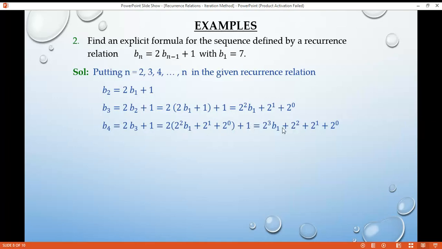Now how can we write this? 2 multiply 2 squared, so you can write this as 2 to the power 3 b_1 plus 2 and 2, so 2 raised to the power 2, plus 1. Sorry, 2 multiply 1, so this is 2 raised to the power 1, and this is 1, which we can write as 2 raised to the power 0. Why do we write this? Because like that we have made a series of powers of 2: 2 to the power 3, 2 to the power 2, 2 to the power 1, 2 to the power 0, like that.